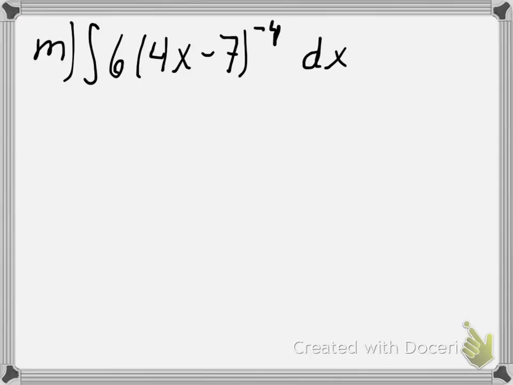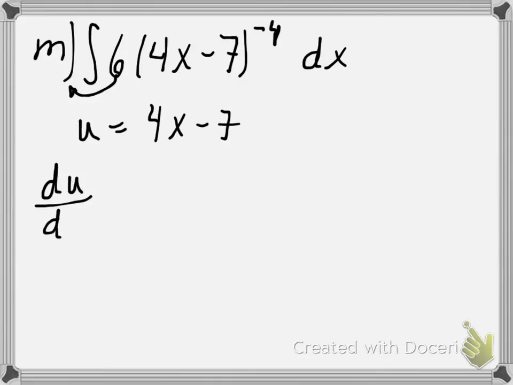So like for example here we've got 6 times 4x minus 7 quantity raised to the negative 4. So if u was equal to 4x minus 7, well, first of all we can pull this 6 out front. So let's just think of that 6 as being out front. And then u can be equal to 4x minus 7. And then we can take the derivative of u with respect to x. And that equals 4.